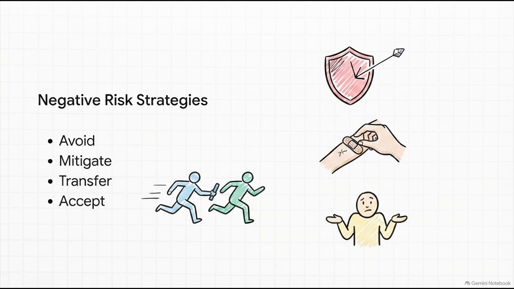You can avoid it entirely by just changing your plan. You can mitigate it by taking action to reduce its probability or impact. You can transfer the liability to a third party, like buying insurance. Or if the impact is low enough, you can simply accept it, acknowledging the risk is there without taking proactive action.